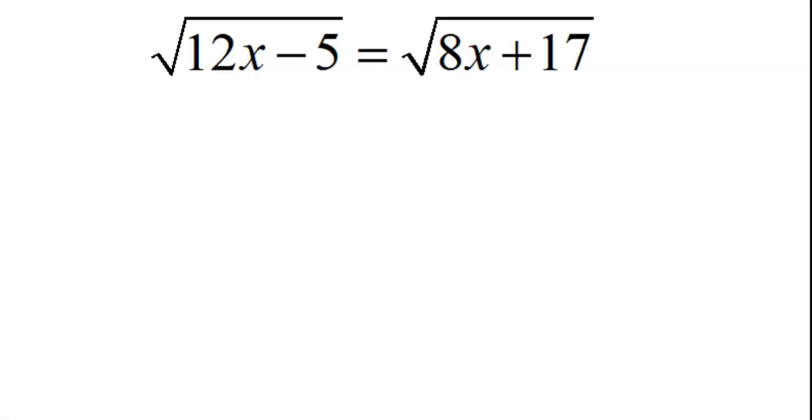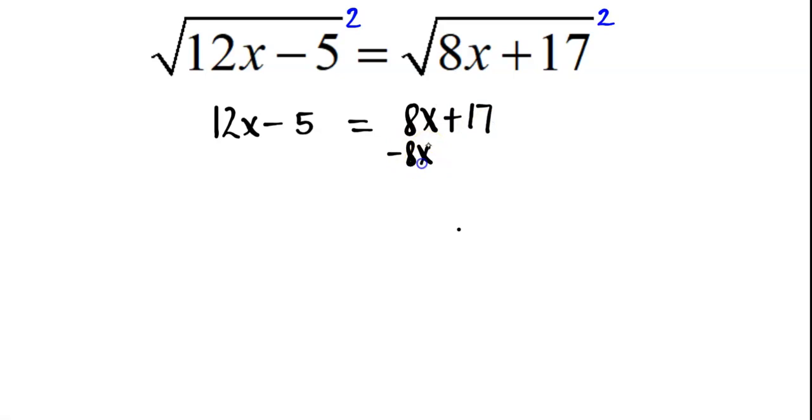In this video, we're going to learn how to solve a variety of radical equations. And this first one is my favorite because you already have two radicals on both sides and nothing else, so you can simply square each side and that gets rid of the radical. And we are left with 12x minus 5 is equal to 8x plus 17. Now, it's just a simple algebraic equation that we need to solve.